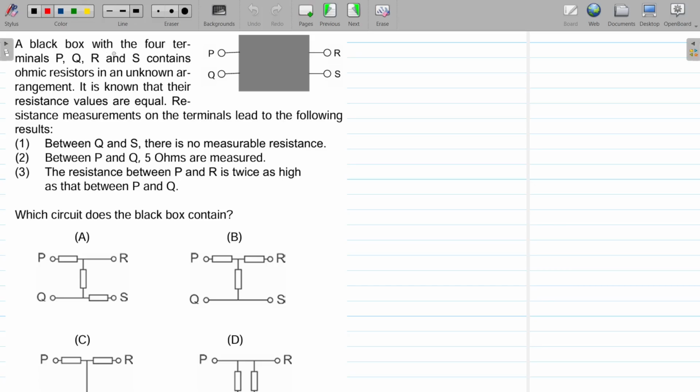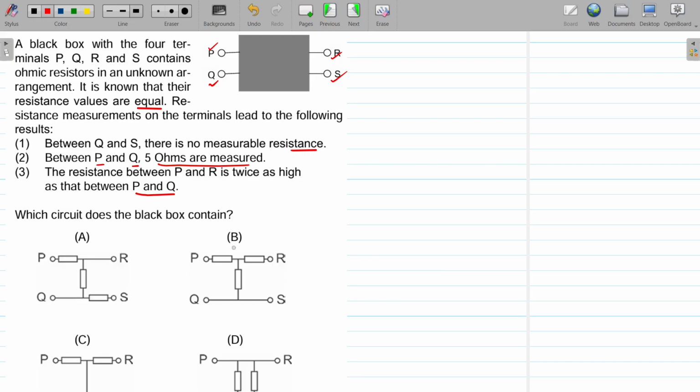This question says a black box with four terminals P, Q, R and S contains ohmic resistors in an unknown arrangement. It is known that their resistance values are equal. Resistance measurements on the terminals lead to the following results. Between Q and S, there is no measurable resistance. Between P and Q, 5 ohms are measured, and the resistance between P and R is twice as high as that between P and Q. So we have to find which circuit the black box contains.